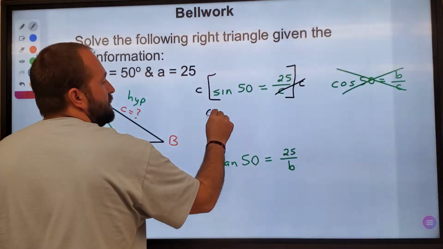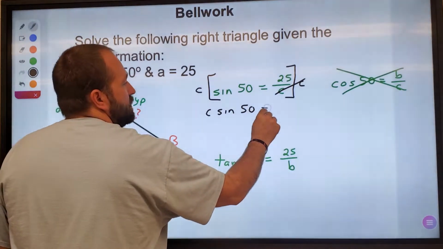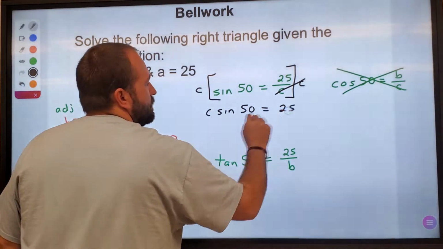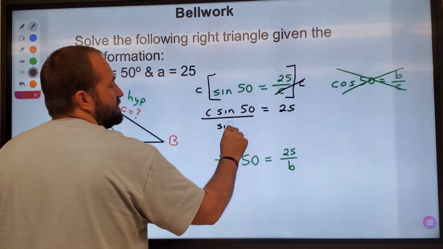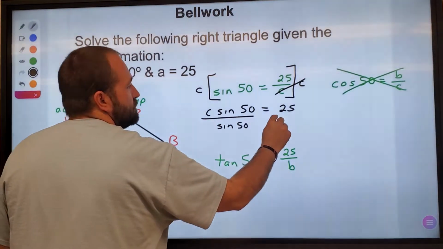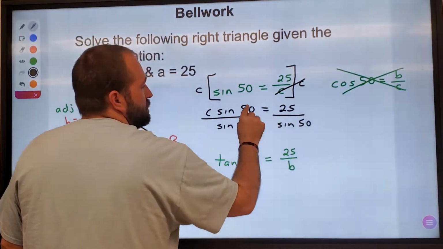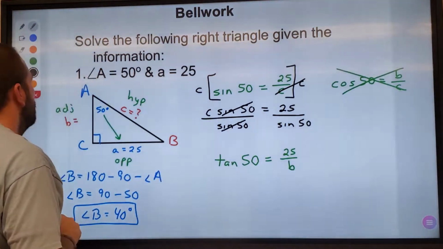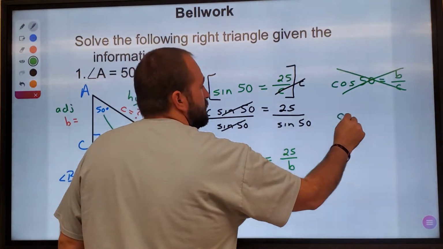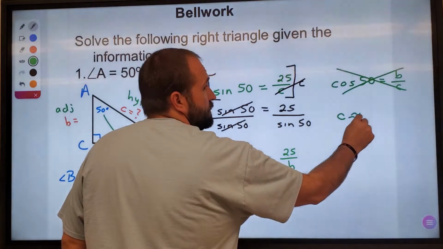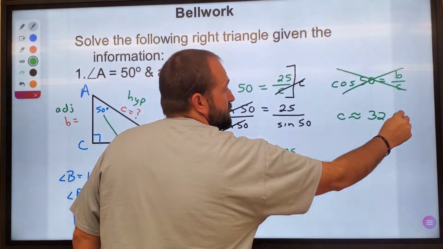That gives me C times sine of 50 is equal to 25. I would divide both sides by sine of 50, which cancels these two. And that would give me the value of C to be approximately 32.64.